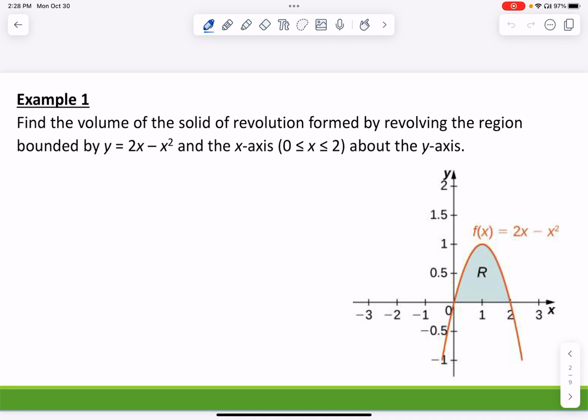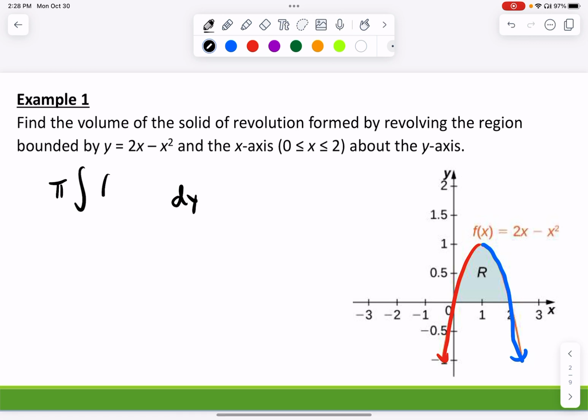It'd be really easy if we were revolving this around the x-axis. But we're not. We're revolving it around the y-axis. So what we would have to do here is look at this function and split it up into two functions. One function that's there and one function that's there. Because remember, we have to do pi integral of r squared dy. So let's talk about how we're going to solve for x for that function.